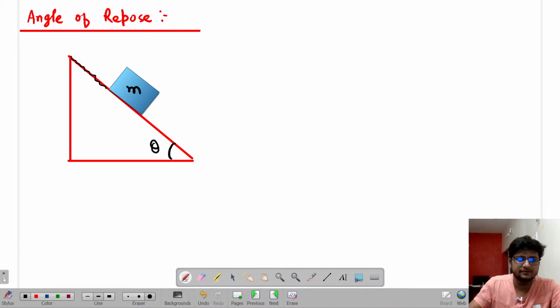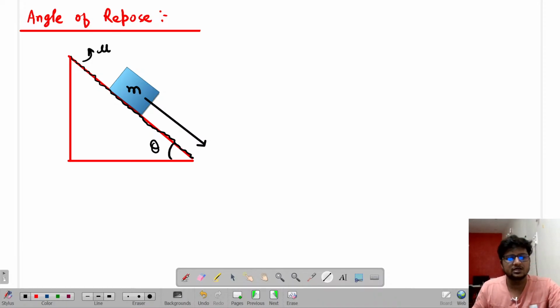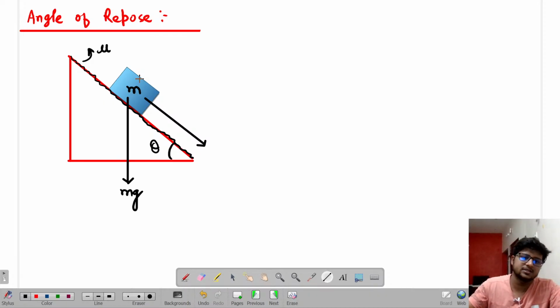This surface is rough with coefficient of friction mu. So this mass will slide down with how much force? Basically, if we try to resolve the forces on this mass, its weight is vertically downwards, correct? And this is the direction of normal. This is the direction of normal.